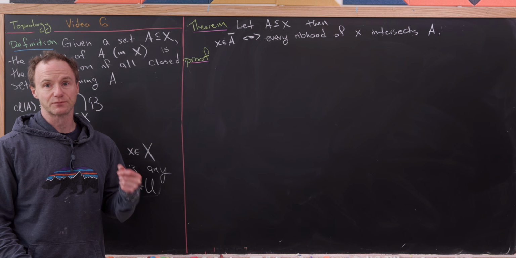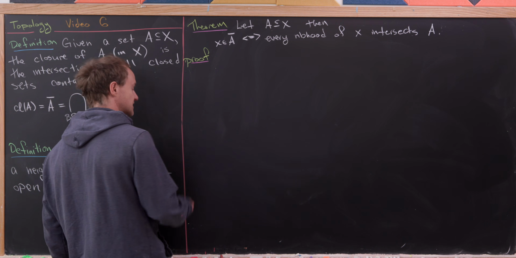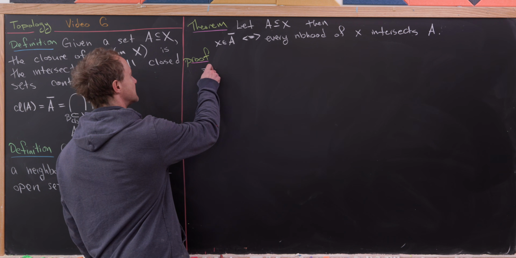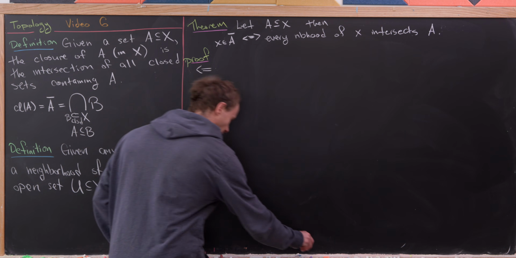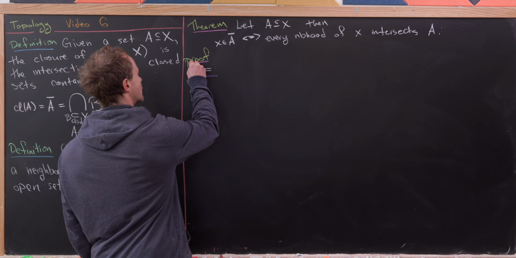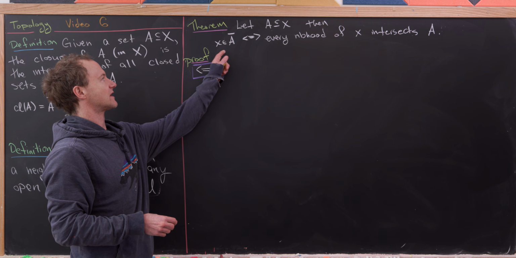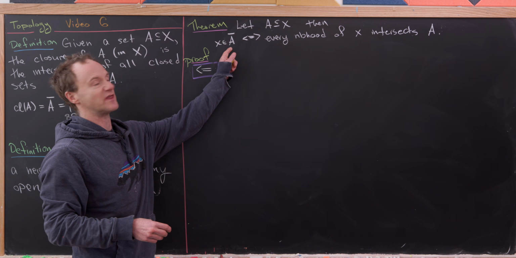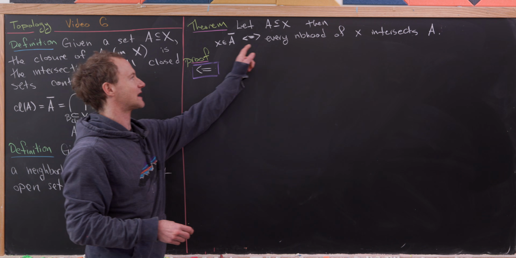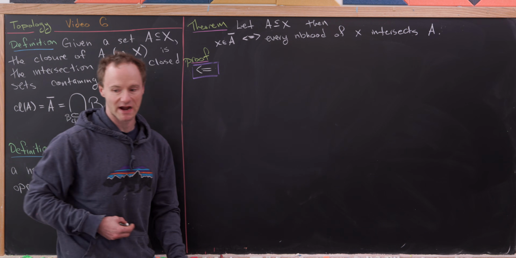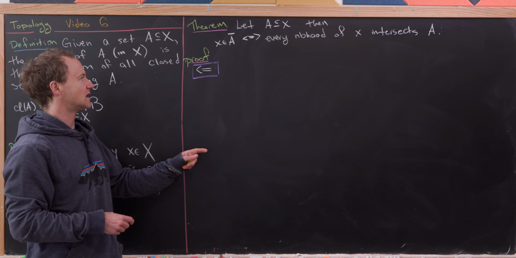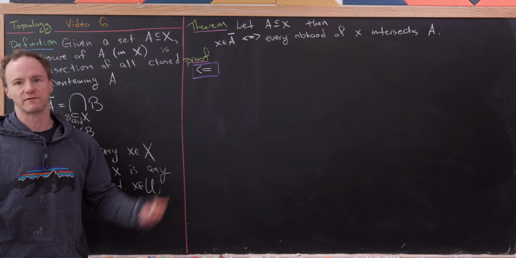Now, we're going to in fact prove both directions of this using the contrapositive. And we're going to start with the reverse direction. So proving the contrapositive means that we'll take the negation of this statement, and show that it implies the negation of the right-hand statement. So that would be the contrapositive of this reverse direction.